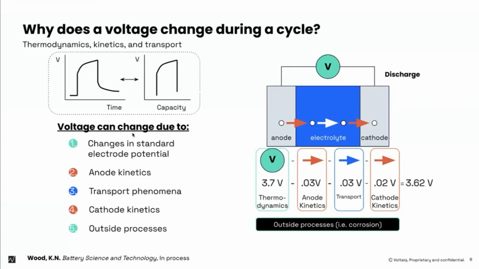Outside of the normal idealized battery reactions that are happening, there can be other processes like corrosion and things that we probably don't want to have happen. Maybe it's an SEI forming on one of the electrodes or something like that. There can be other reactions happening that cause changes in the voltage profile. This is just laying out the theory of why voltage changes as you cycle your battery.